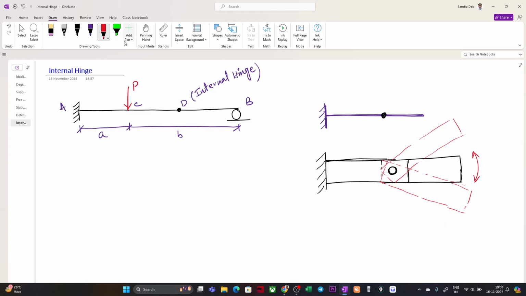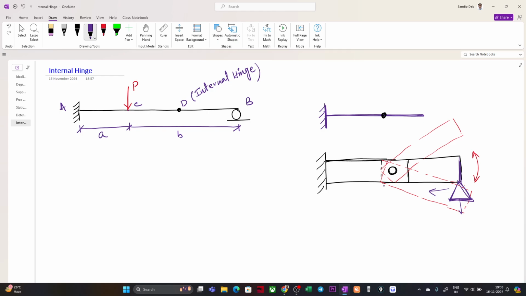So in this case, if we provide a support here, which is restricting this particular edge of the block to move horizontally or vertically, now it is stable, right?